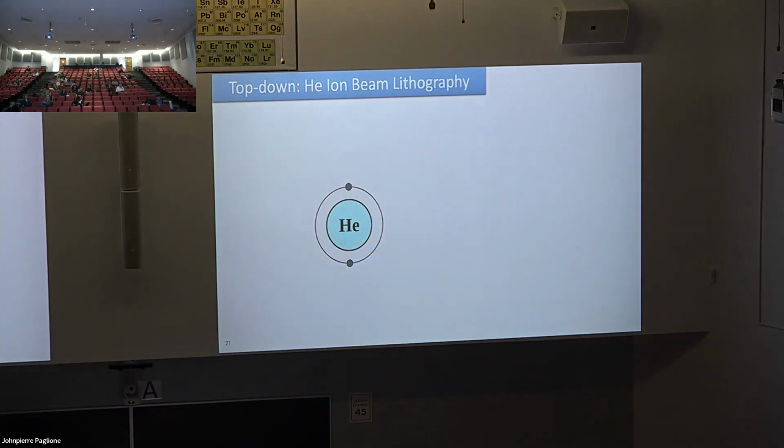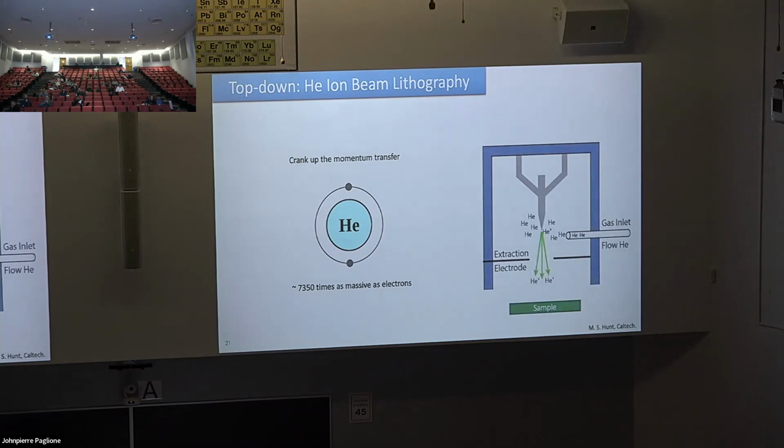So how can we speed up this process? Instead of punching holes with electrons, we can do something heavier. We're relying on momentum transfer, so let's have a larger momentum initially. This is the basis of helium-ion lithography. Instead of shooting electrons, you're shooting helium ions onto your sample. They're about 7,000 times more massive than electrons. So this process is massively enhanced in terms of efficiency as well.